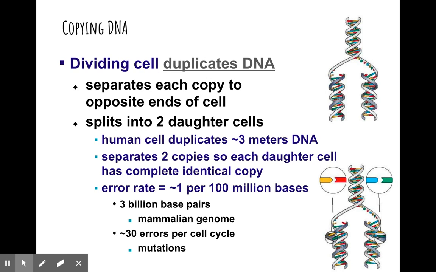The error rate of copying DNA is less than 1 per 100 million bases, which is actually really good because there are about 3 billion base pairs in our genome. So that gives us less than 30 errors per cell cycle.